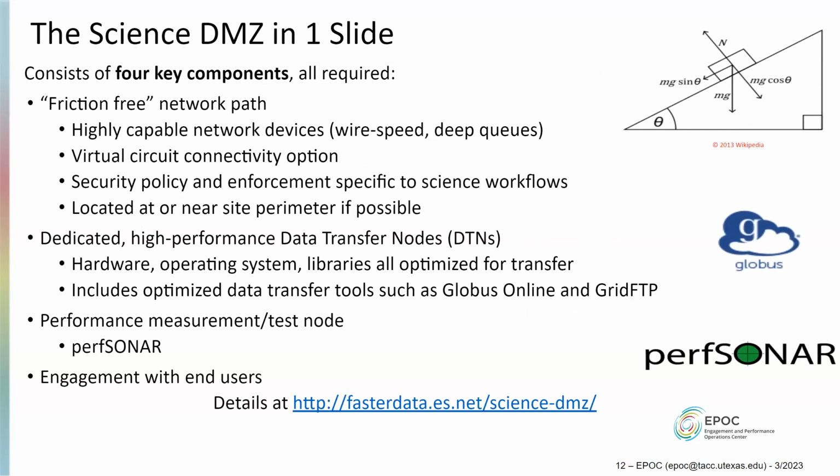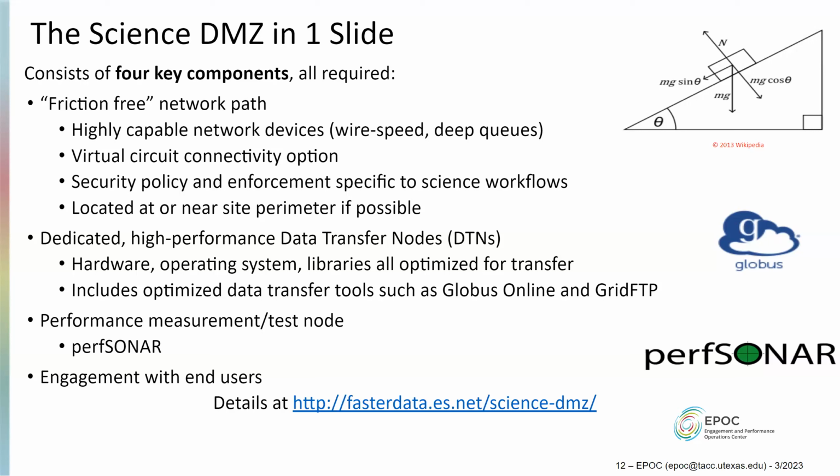So the Science DMZ is basically a friction-free network path. We basically try and push the devices as close to the edge of the border as possible, so that we're not going through switch after switch after switch, hop after hop after hop, getting deeper and deeper into the network. We're only using devices that are capable of doing those long distance transfers. So we're looking for store and forward deep buffered switches. We're not looking at cut-through style switches that don't have enough buffer to support our transfer.